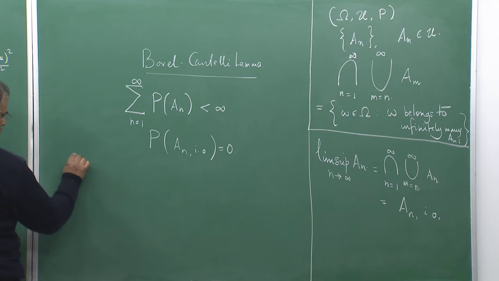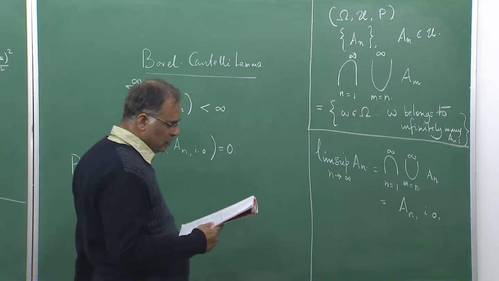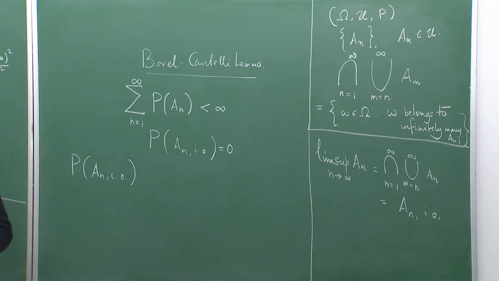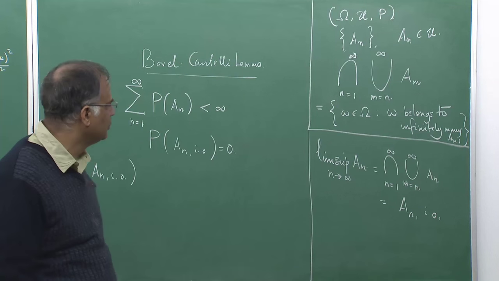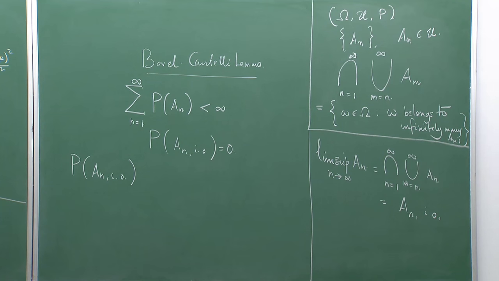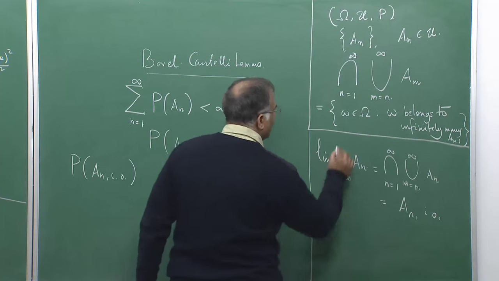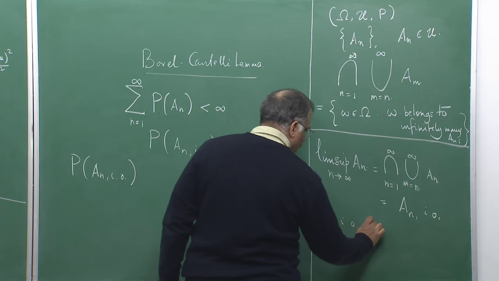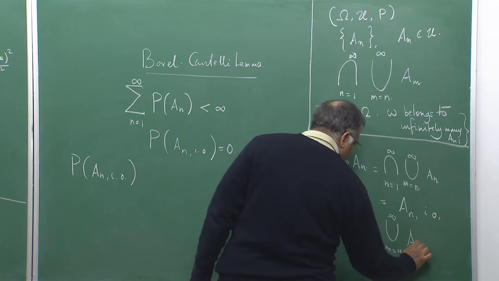Proof is very simple. If you look at this set, let me take some n and look at this union m equal to n to infinity, say n equal to 3, m equal to 3 to infinity. So, that set is one of the sets. If you have A_1 intersection A_2, the intersection must be smaller, a subset of both A_1 and A_2. So, if I take any n, it does not matter. This whole thing, A_n i.o., is a subset of the union m equal to n to infinity, whatever n you choose. This is always true.